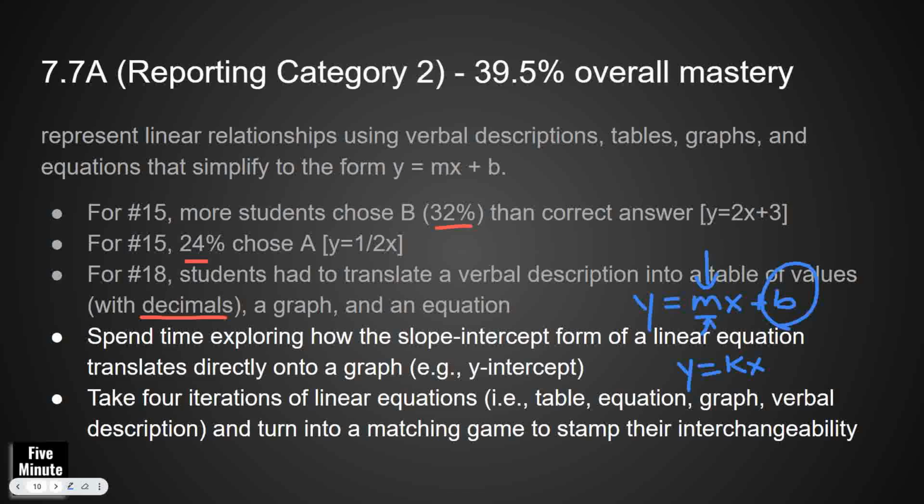And then we can easily take these four iterations of linear equations, the table, the equation, the graph, the verbal description, take problems that give them to you like that, and turn them into a matching game to really stamp their interchangeability. Make it a game like Go Fish, in which they're trying to get a book of four. There's various ways to do this, but students really need some extra work with those four iterations of linear equations.